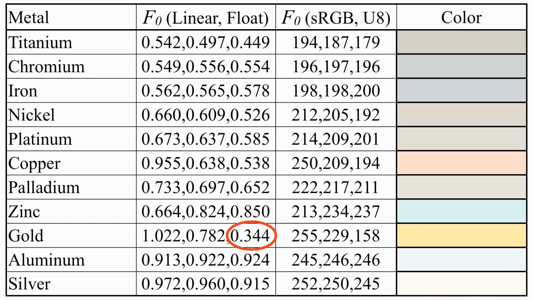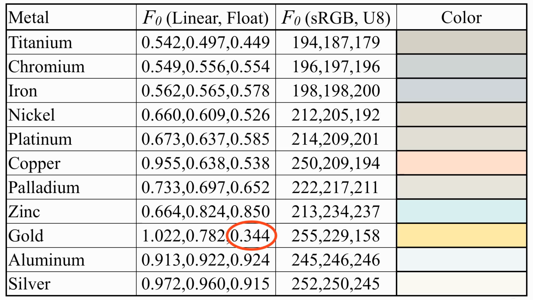As I noted earlier, it's useful to divide substances into metals, dielectrics, and semiconductors. And here we see a bunch of metals. And metals, as a general rule, have bright specular, with one exception, the gold blue channel surrounded by this red circle here. There's no value in this table below 0.5, or at least not much below 0.5. And most of them are much higher.